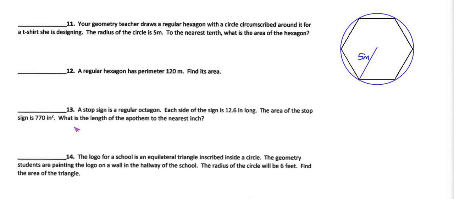Number 13 talks about a regular octagon. But look, two things are given, the side length and the area, and you're looking for the apothem. So what you need to do is write your formula down, write in everything that you know, and solve for what is missing. And then in the last problem, it's an equilateral triangle inscribed in a circle. So the radius is 6 feet, and again, because it's an equilateral triangle, we'll use our 30, 60, 90s, and you'll be able to find the area.